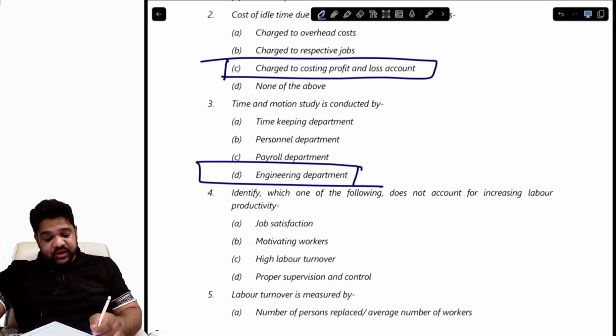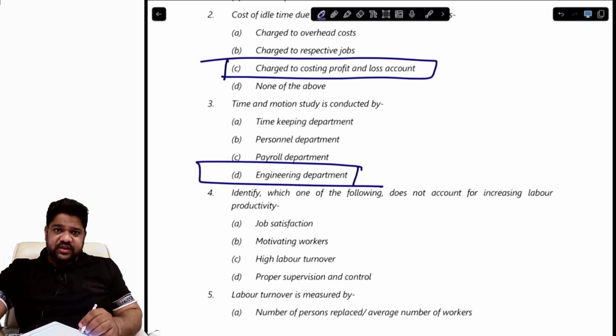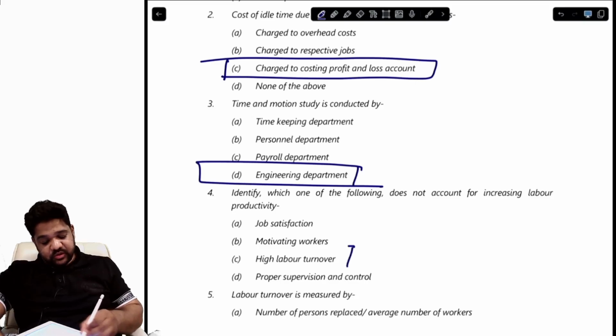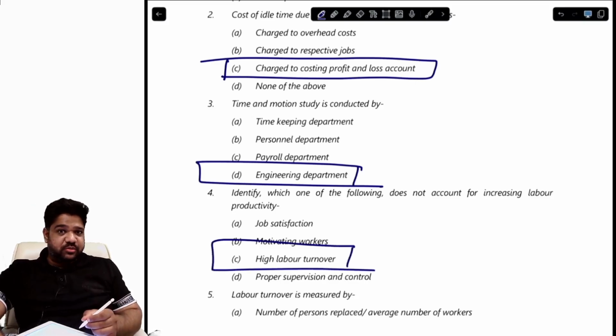Then the fourth one, identify which one of the following does not account for increasing labor productivity. Does job satisfaction increase productivity? Yes. Does motivating workers do? Yes. Does high labor turnover increase labor productivity? No. Labor turnover reduces productivity. Proper supervision and control, yes. If they're under good control, they will.